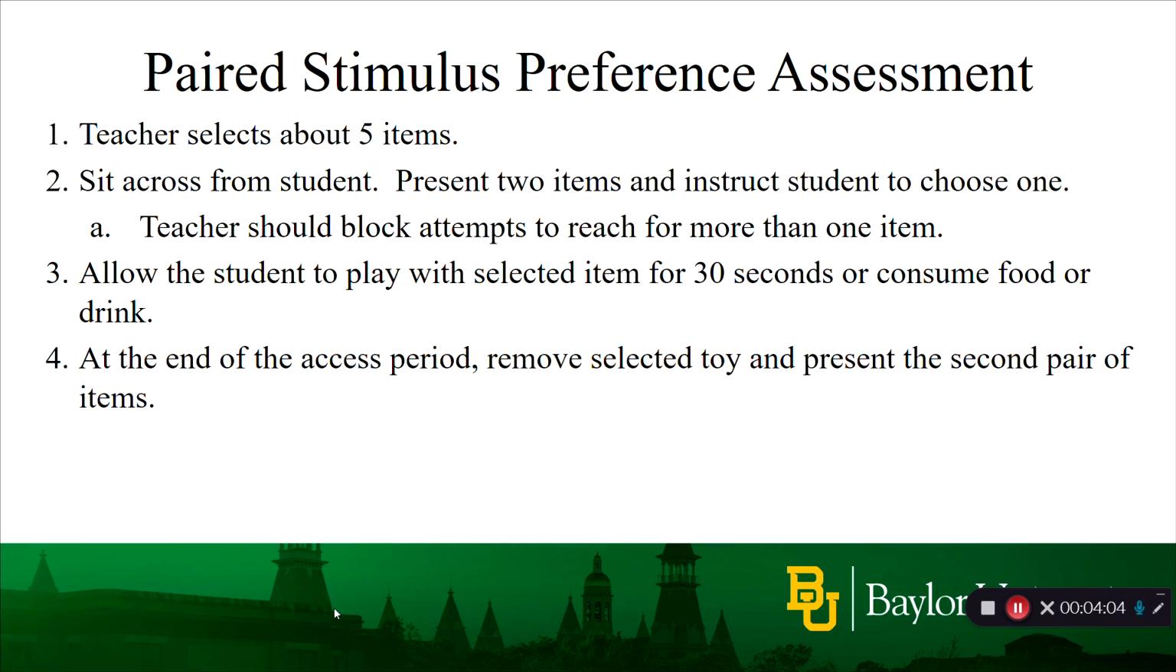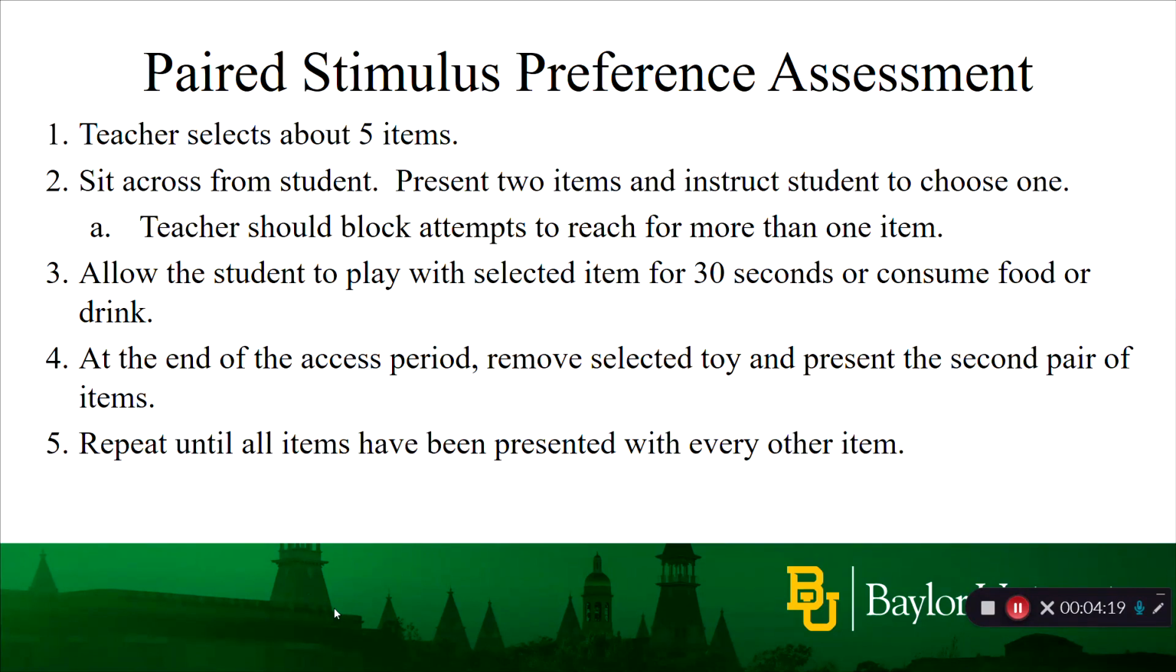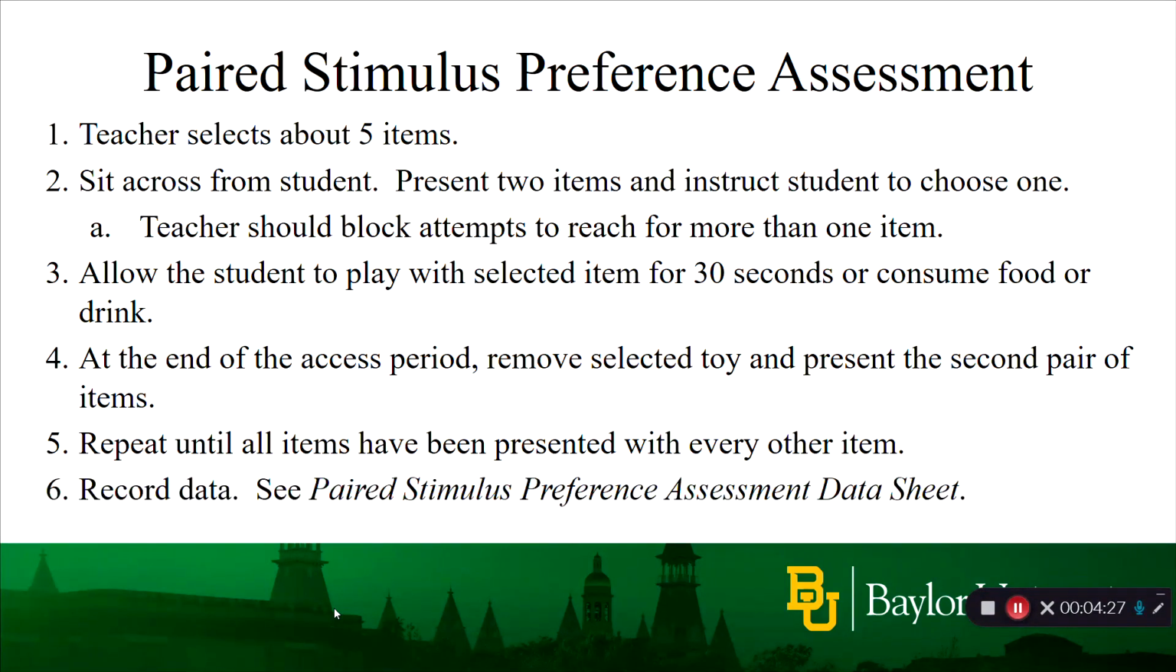At the end of that access period, that 30 seconds to play with a selected item or toy, or the amount of time to consume the food and drink, if they selected a toy, you're going to remove that, and now you're going to present the second pair of items. You're going to repeat this presentation of 2 items until you have finished all of the items on your list.